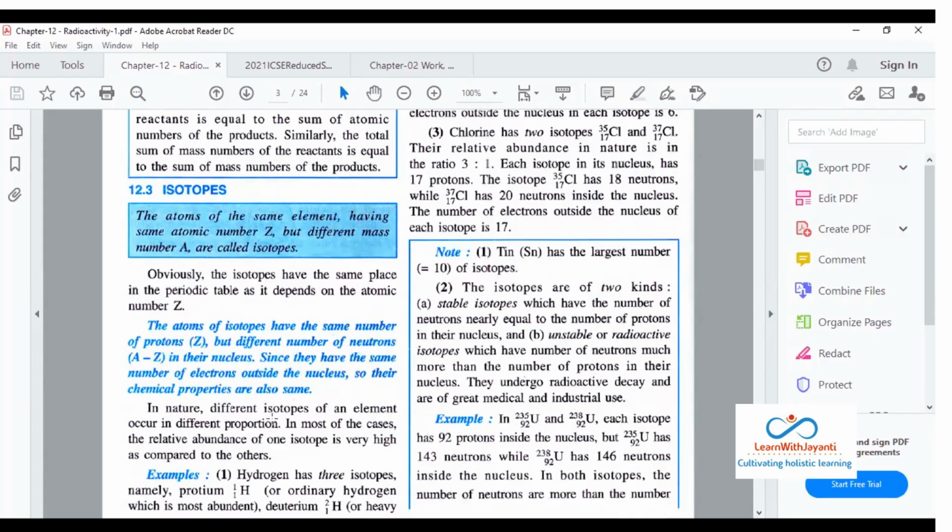Now in nature, different isotopes of an element occur in different proportions. That means बहुत सारे isotopes बहुत rare होते हैं, मतलब बहुत ही rarely दिखते हैं आपको, okay? और किसी का तो बहुत ज्यादा रहता है. So in most of the cases, the abundance of one isotope is higher compared to others.